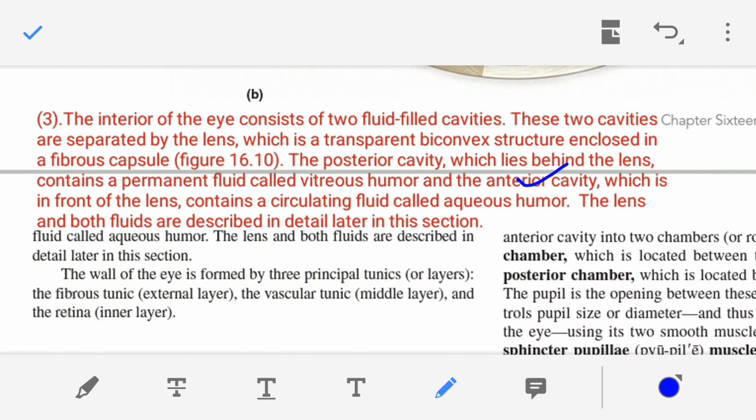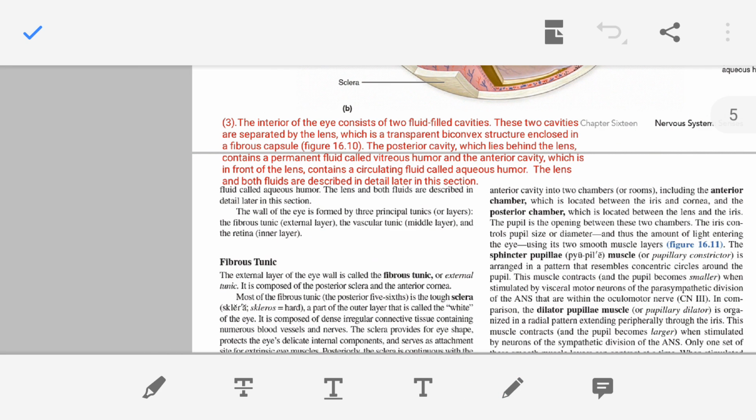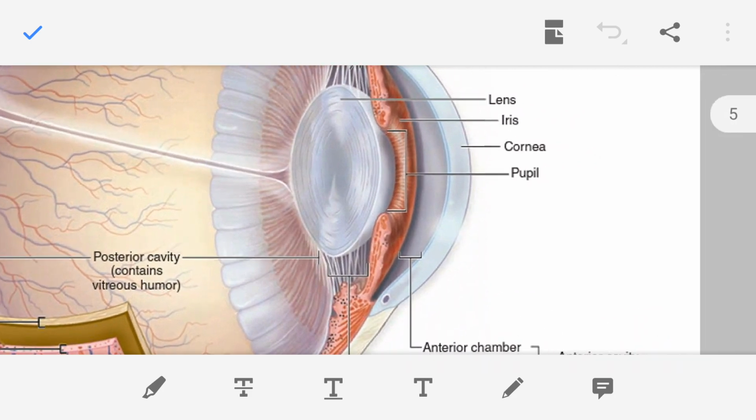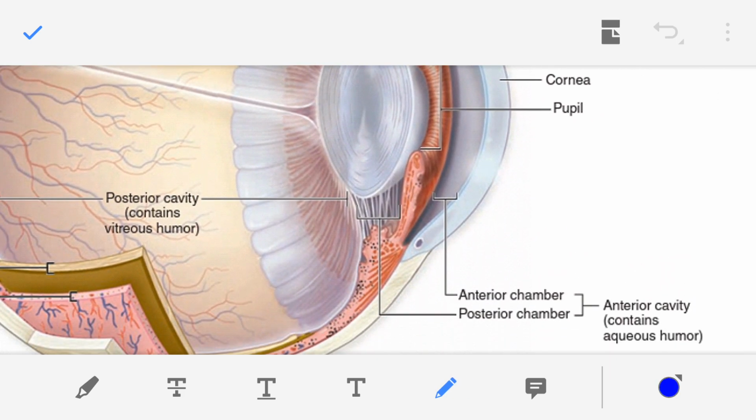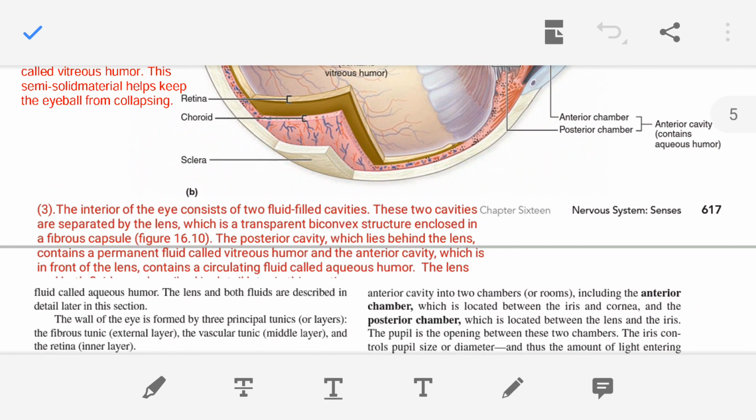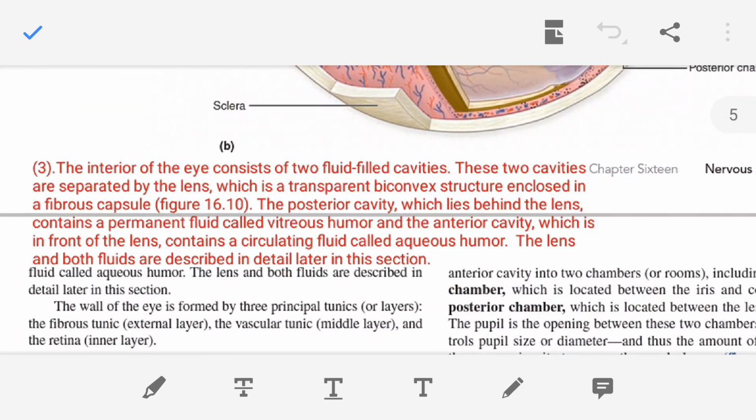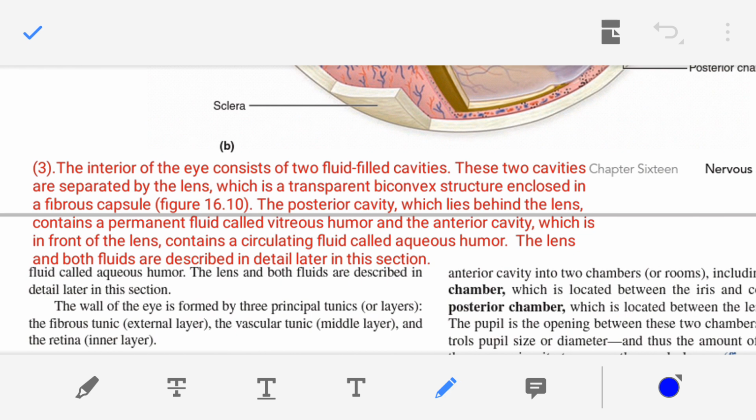The anterior cavity is present in front of the lens, and this anterior cavity contains a circulating fluid. The circulating fluid present in the anterior cavity is known as aqueous humor.